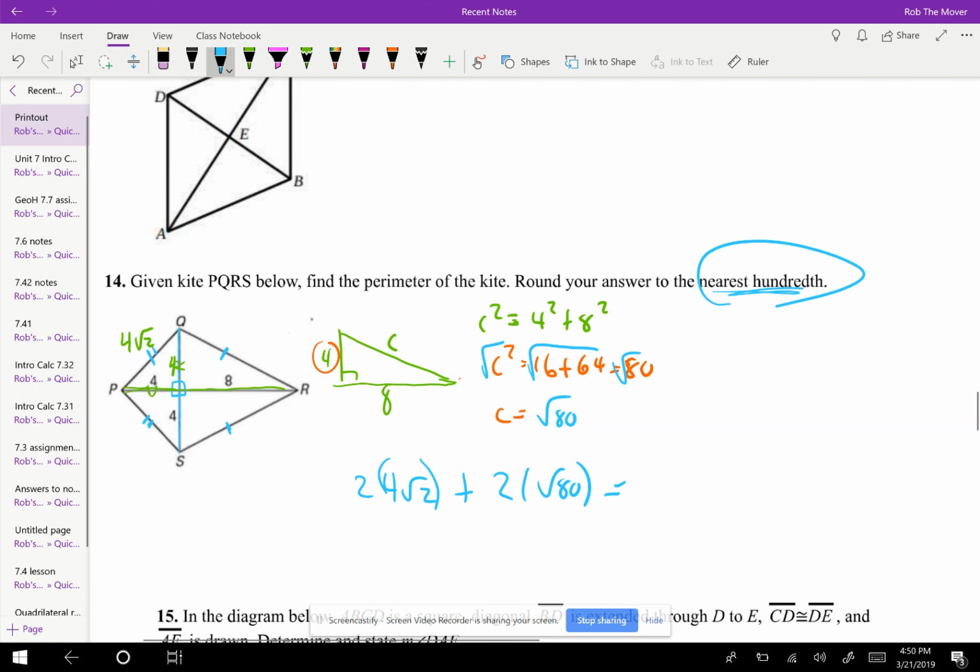And I got, for the perimeter, approximately to the nearest hundredth, 29.20 units. Okay.